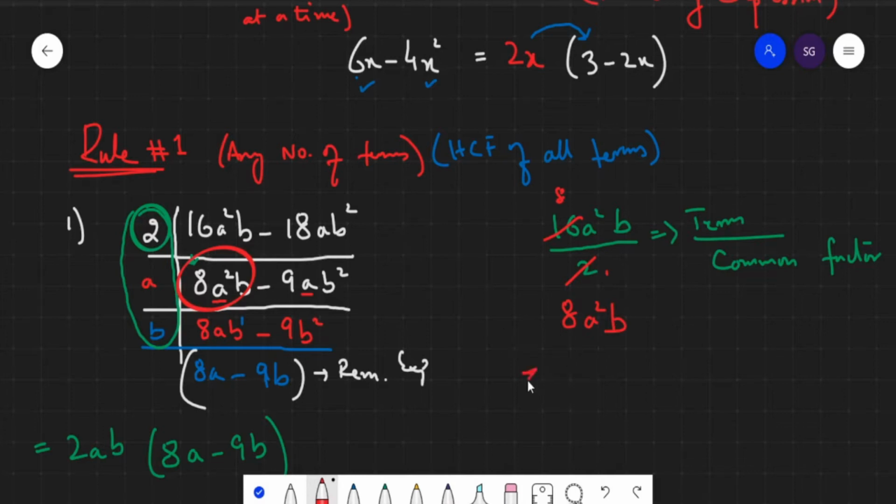Another note that you might want to add is that whenever you take the negative sign out or a negative number as a common out, you just simply reverse the sign.